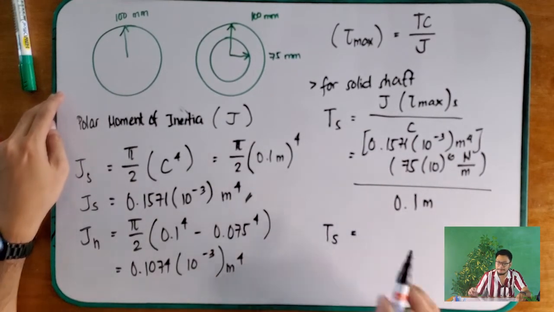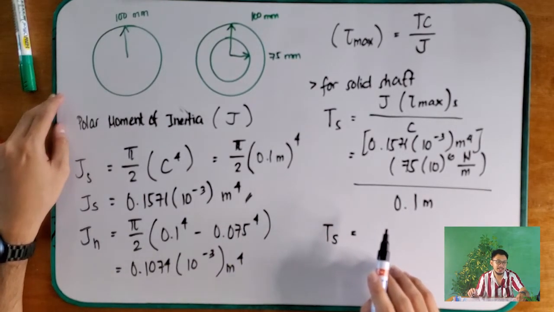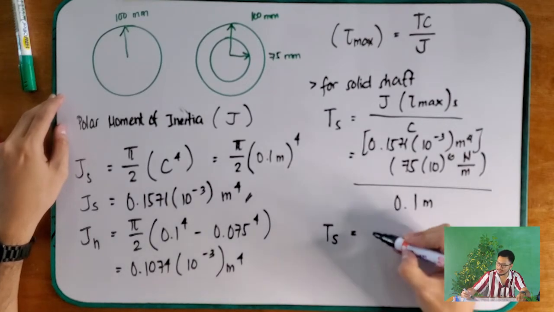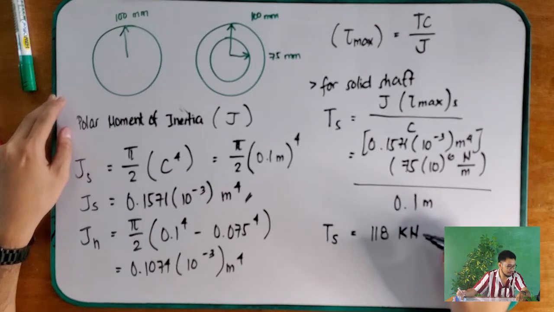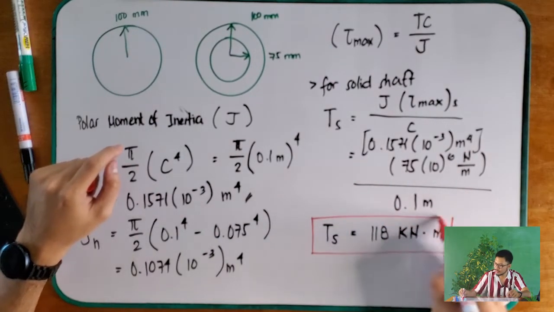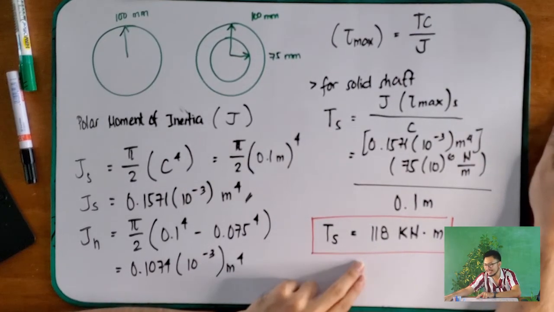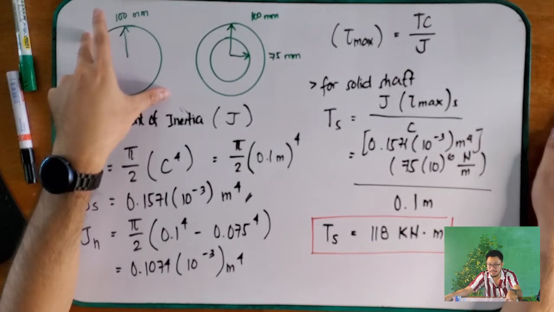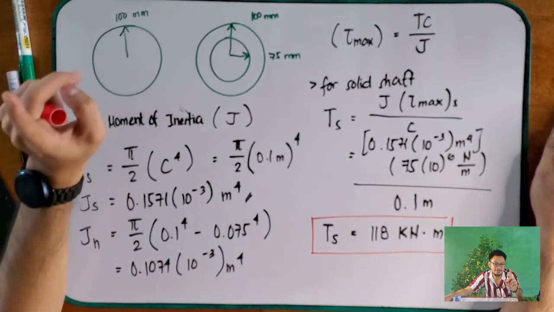So therefore, your maximum torque that can be applied sa imong solid shaft is 118 kilonewton meter. Okay? So, you can apply up to 118 kilonewton meter nga torque sa imong solid shaft before it will reach its yield stress. Okay? Take note.